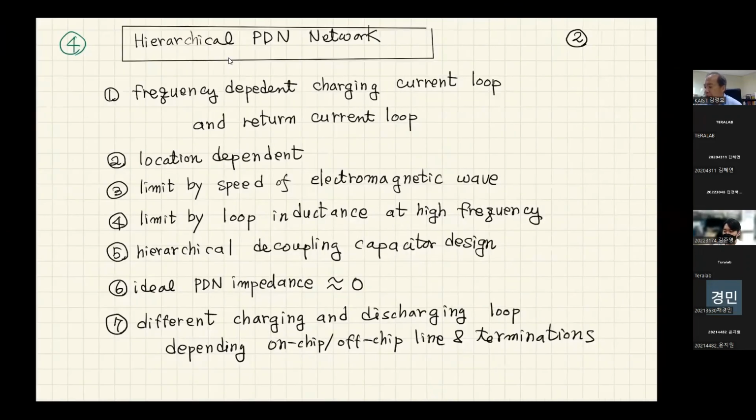So this is written expressions about the hierarchical PDN. Number one, when we are designing the hierarchical PDN, we have to design the frequency-dependent charging current and return current loop.